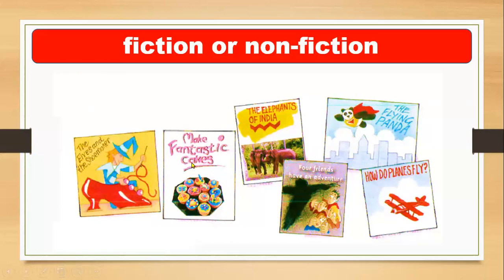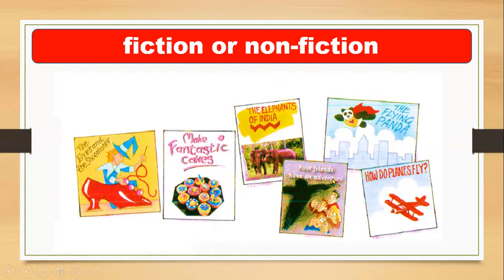Make fantastic cakes. So this book will tell you about how to make fantastic cakes. So this is fiction or non-fiction? You have to think about it. The elephants of India. So this book will give you real information about elephants. Where elephants live and how they drink water. So where is the trunk and the different body parts of the elephant. So this is the non-fiction book.